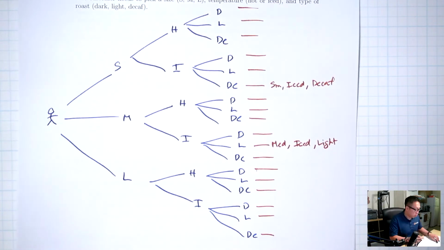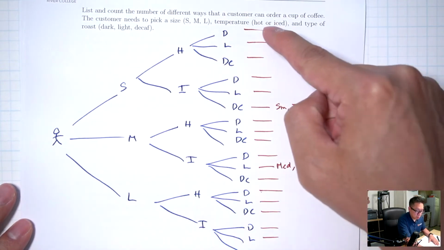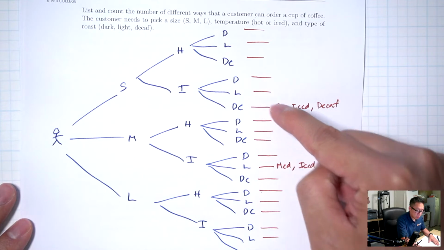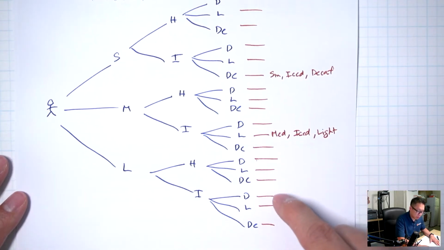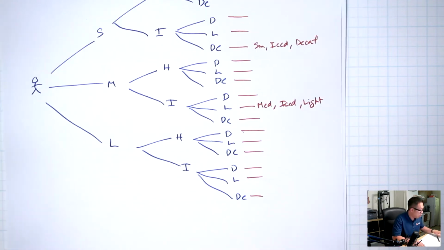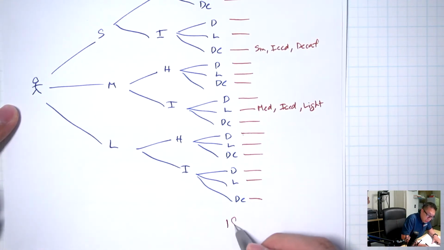And our question was, how many different ways can they order coffee? So in other words, how many different paths are there? So there's 1, 2, 3, 4, 5, 6, 7, 8, 9, 10, 11, 12, 13, 14, 15, 16, 17, 18. Looks like there's 18 different ways that a customer can order a cup of coffee.